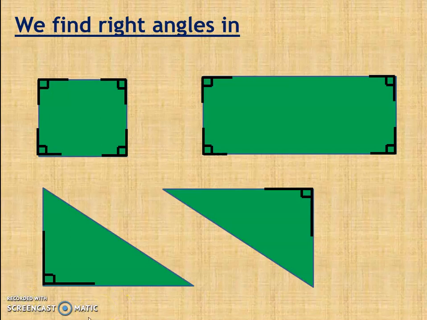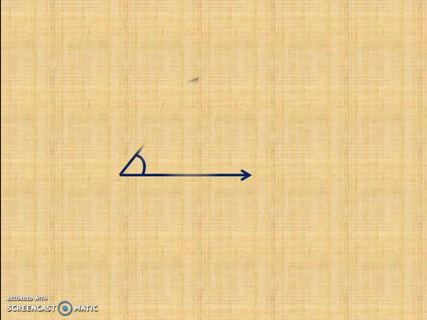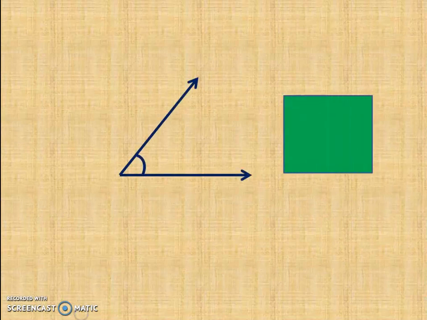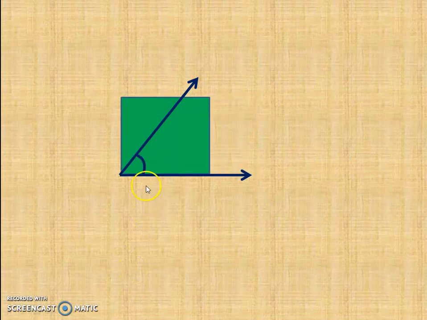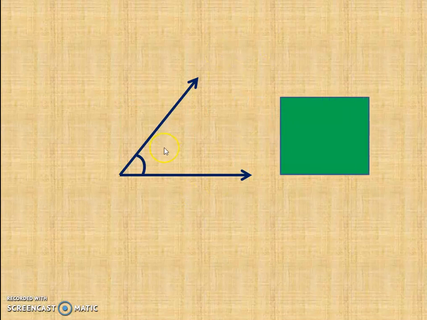To see if an angle is a right angle, we can compare it with the corner of a square or rectangle like this. We want to compare this angle with this square, to find out whether it is a right angle or not. Let's see. Look at this angle. This angle is smaller than the right angle, right? It means this angle is not a right angle.